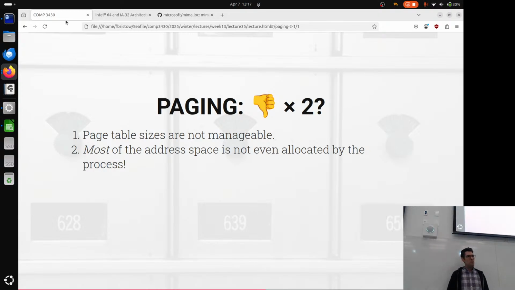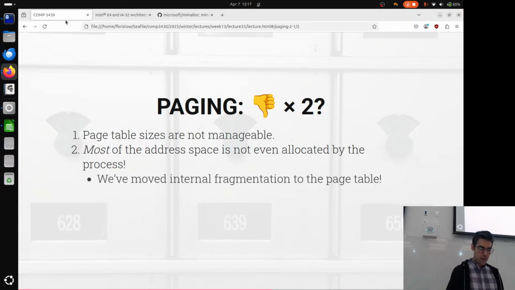But most of my address space is not even allocated by the process. We noticed that before when we were talking about base and bounds. Most of the address space for my process is not actually used by the process. We have just moved internal fragmentation from the entire address space to the page table itself. So now we have this million gigabyte size page table where almost all of them are invalid entries. They're not actually allocated by this process. They're never going to be used by this process.